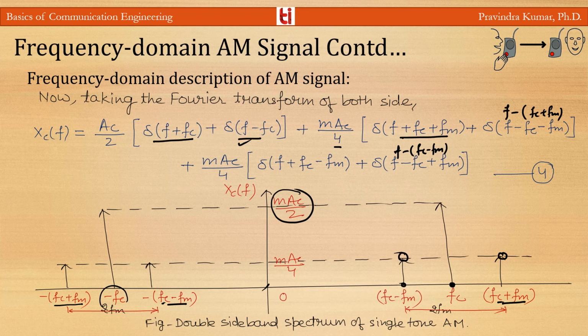And at minus fc, the negative frequency, this is the upper sideband minus fc plus fm, and this is the lower sideband minus fc minus fm. The amplitude of these upper and lower sidebands is half of the amplitude at the frequency fc. So if at the frequency fc the amplitude is mAc by 2, then at the lower sideband and upper sideband the amplitude will be mAc by 4.